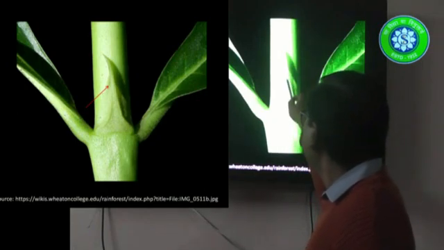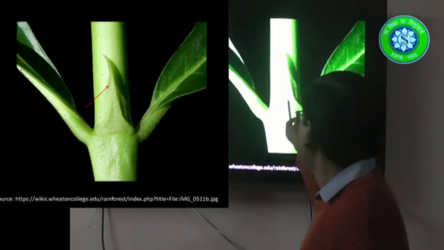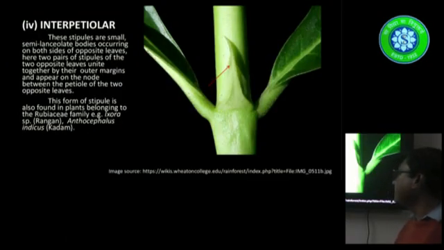This is formed by the fusion of two stipules, one of this leaf and the other of this leaf, fused by their outer margins. This form of stipule is also found in plants belonging to the Rubiaceae family, particularly Ixora, commonly known as rangan, and Anthocephalus indicus or the kadamba.